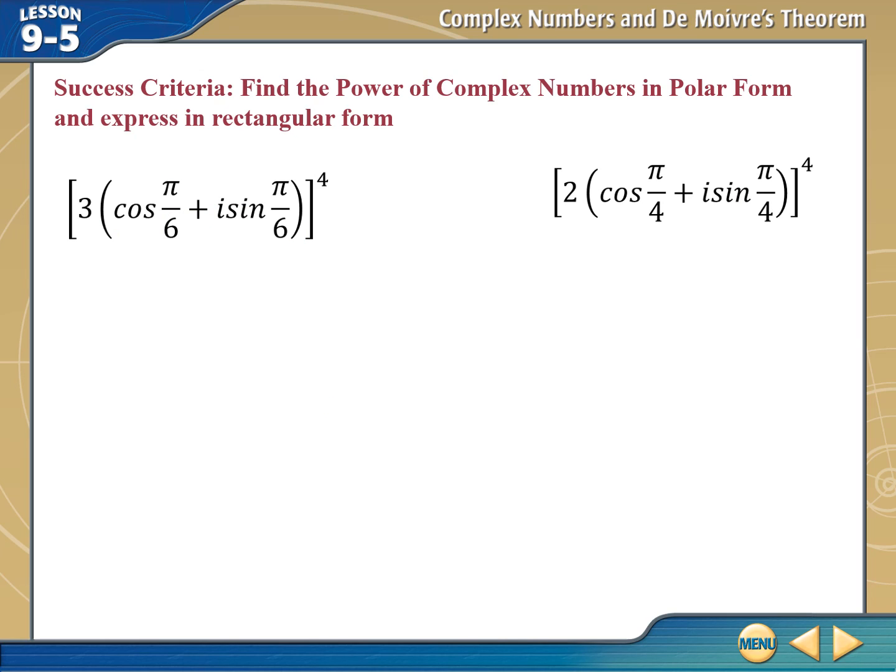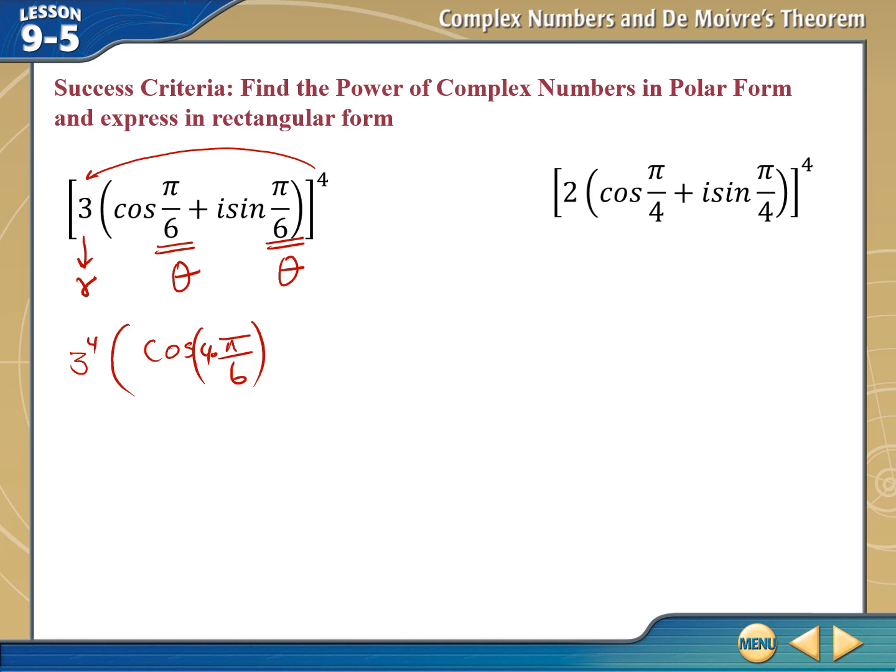Now here in this question, the question is already written in the polar form. So apply the De Moivre's theorem. Here it is our R, this is our theta, the angle. So we can raise the power of 4 on the R. It means write down 3 to the power 4. And now multiply the angle with the 4. So we will get cos 4 pi by 6 plus iota sine 4 times pi by 6.